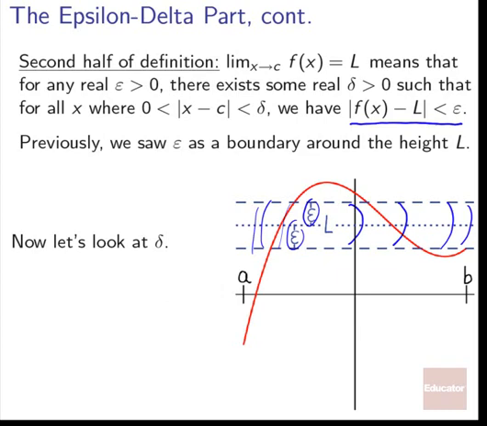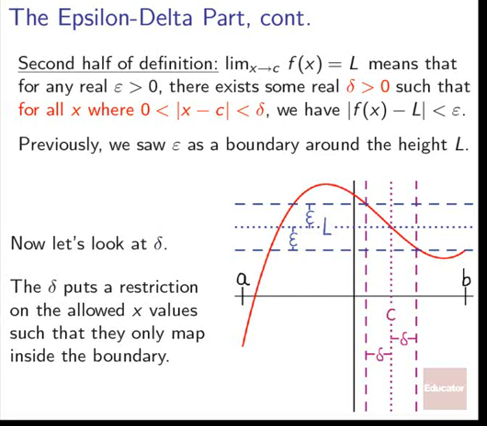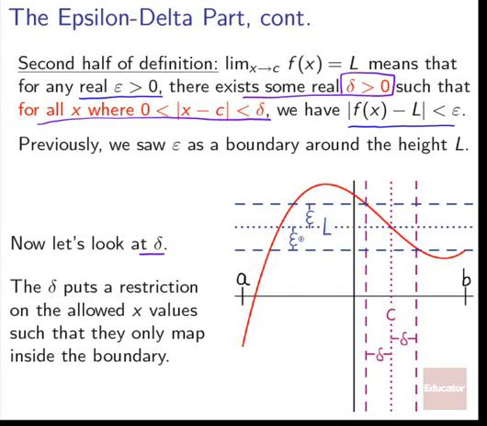Okay, now let's move on to looking at delta. So what does delta get us? All right, so what we did is we set up, for any real epsilon greater than zero, this boundary. So with that boundary in mind, we now have to go on to say that there exists some real delta greater than zero, such that for all x where zero is less than the absolute value of x minus c, which is less than delta, we will wind up having this absolute value of f of x minus L is less than epsilon be true.